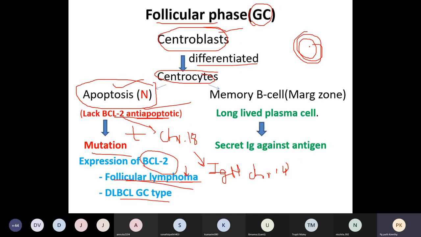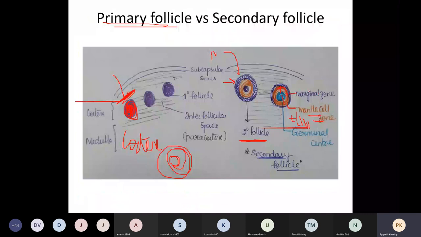And DLBCL, we'll come back to it later. So this much you should remember. From the germinal center, they don't normally have BCL2. So if they start expressing BCL2, that means it is follicular lymphoma. Correct? Now, one more fate of the centrocyte is it can become a memory B cell. And it will go where? It will go to your marginal zone, the periphery one. It will go to your marginal area, right?